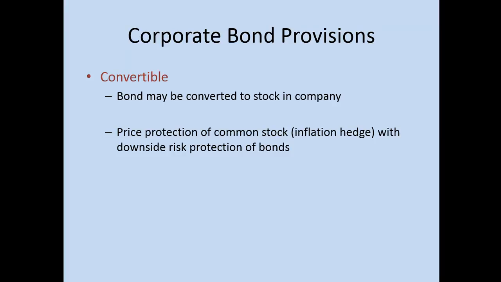These bonds are interesting because they combine the price protection of common stock with the downside risk protection of bonds. So if you buy a convertible bond, you hold it for a specified period. At some point, you can convert that into the company's stock, and that's good because if prices go up, the value of your bond goes down. So you might want to convert that bond into stock to protect against the inflation risk.